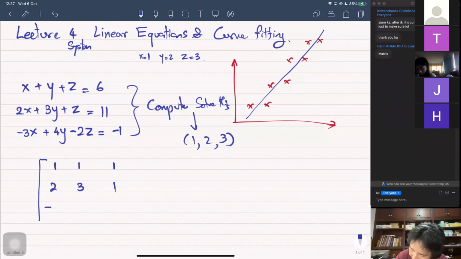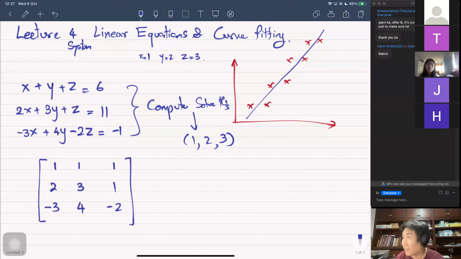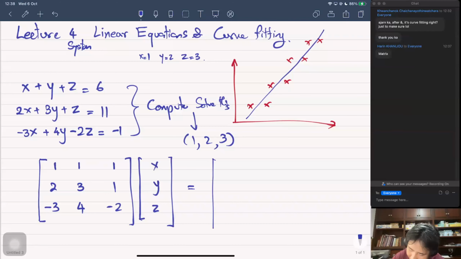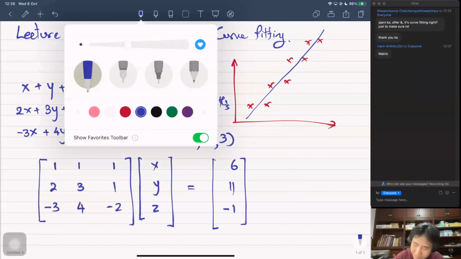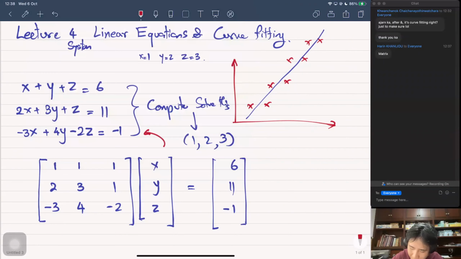Okay, so this is what you do. I hope everyone still remembers that. And then you say this is x, y, and z, and that becomes 6, 11, and minus 1. So these two are equivalent, and the goal is to solve this.